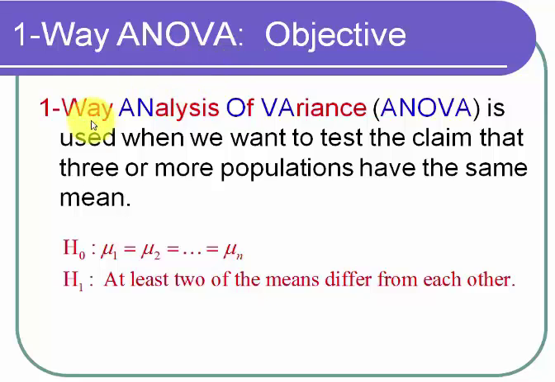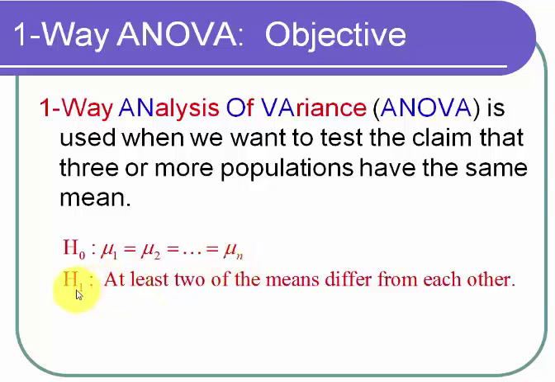Analysis of variance is what ANOVA stands for. And it's used when we want to test the claim that 3 or more populations have the same mean. The null hypothesis, H naught, will be that all the means are the same. Mu1 equals mu2 equals mu3, all the way to the last one, mu n.